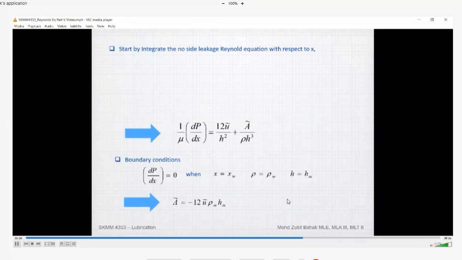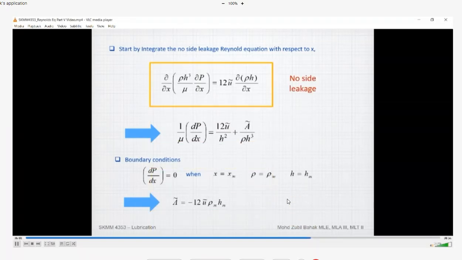Okay, so the integrated form of Reynolds equation, but we are looking for the pressure difference along the x direction. So the equation that we have just now, we need to integrate and find the equation of dp over dx. So start by integrating the no side leakage Reynolds equation with respect to x. And then you have this 1 over mu dp over dx is equal to 12 u bar divided by h squared plus a bar divided by rho h cube.